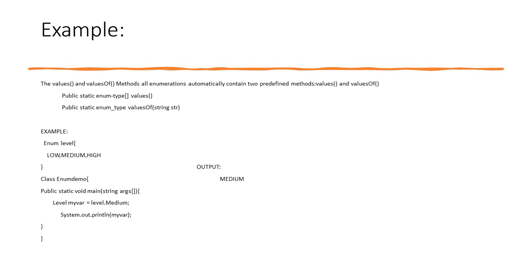These are the important levels. I'm considering medium, so this medium will be stored in my variable. Now we print my variable using System.out.println. Obviously it gives output as medium. If you want to print low, you consider level myVar equals Level.low. The low will be stored in myVar, so when we print using System.out.println(myVar), println meaning print line, it gives output as low.